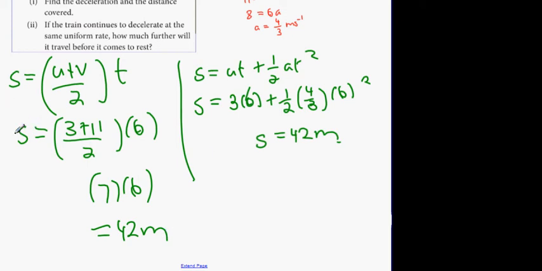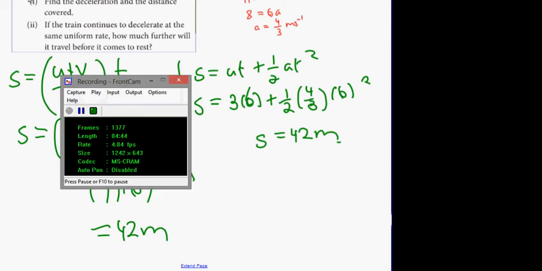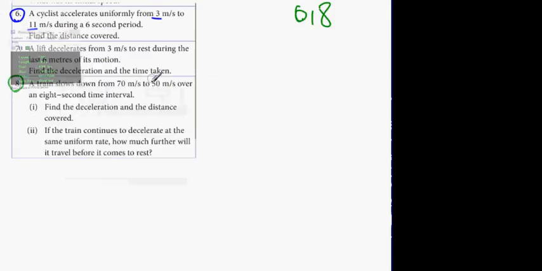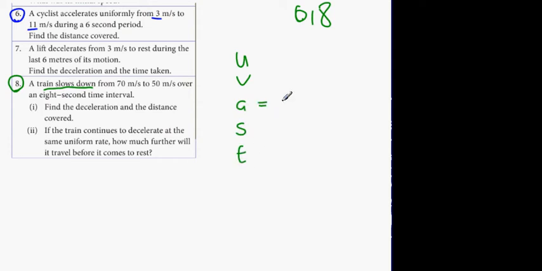Okay, folks. Any questions thus far? Yes. Number 8. A train slows down. Keyword about slow down. What will that mean automatically? Acceleration is negative. It's technically a deceleration. Okay, always treat reduction in speed with a negative number for acceleration. From 70 down to 50, no bother, over 8 seconds. And what it goes is find the deceleration and distance covered.